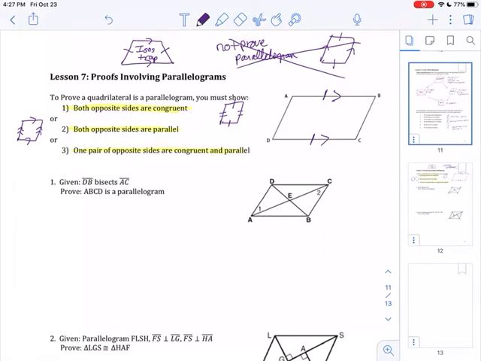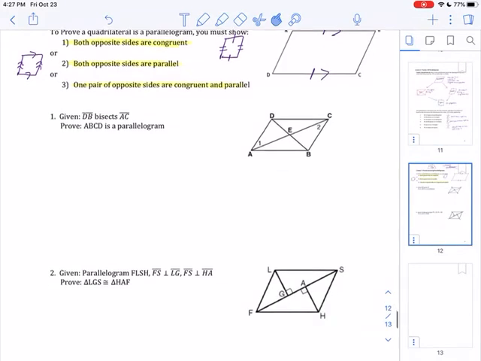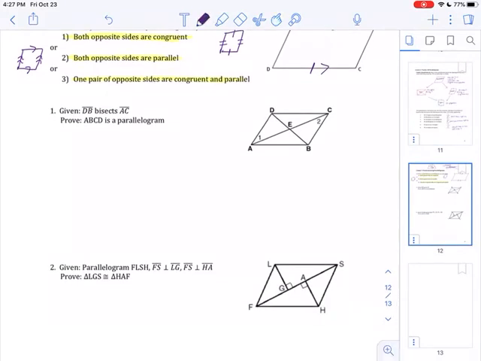Okay, so in the first proof that we're going to do, we're going to prove it's a parallelogram, and in the second proof, it is a parallelogram, and we're going to use the fact that it's a parallelogram to prove that the triangles are congruent to each other. All right, so first one, I start with my given off to the left here.